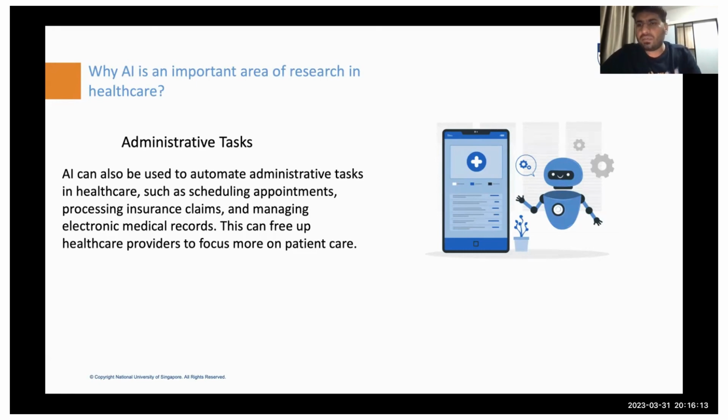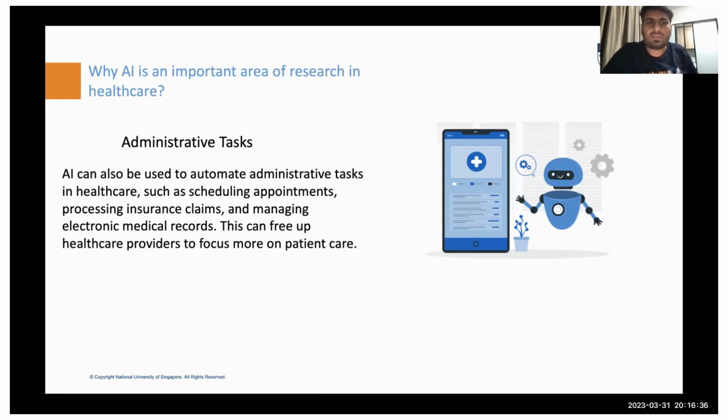So simplifying the administrative task, AI can contribute very much. So these are a couple of areas where AI can contribute. And in our lab, what are the areas we are working on? Our research engineers are more focused on BTech graduate students or master students.